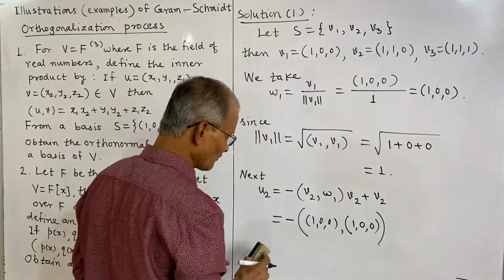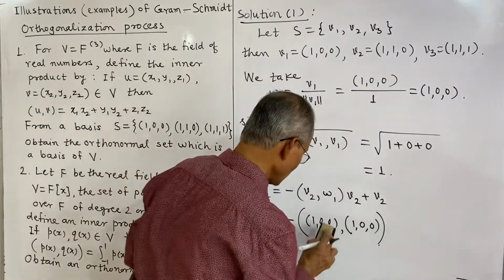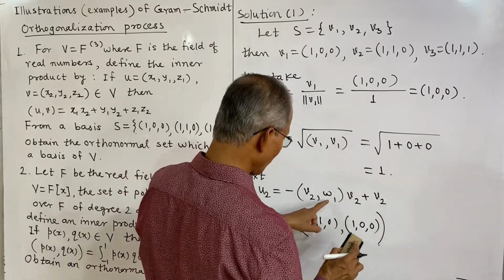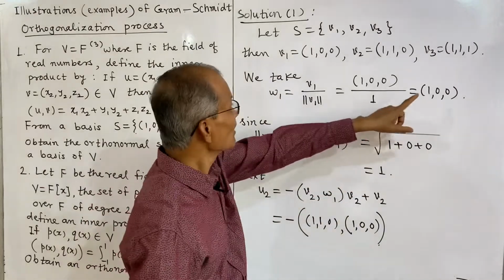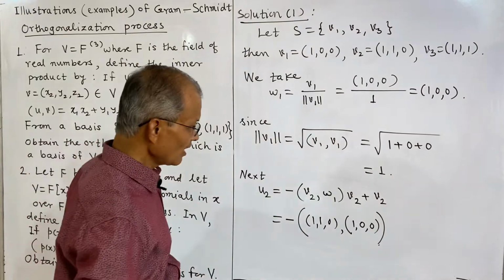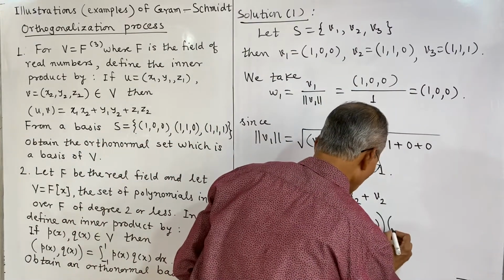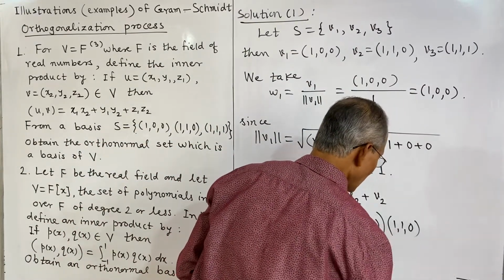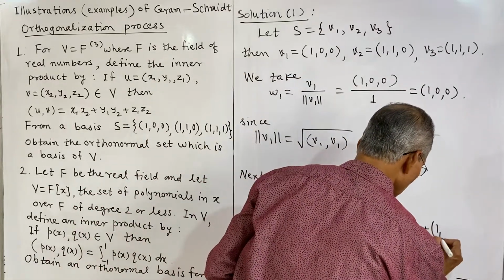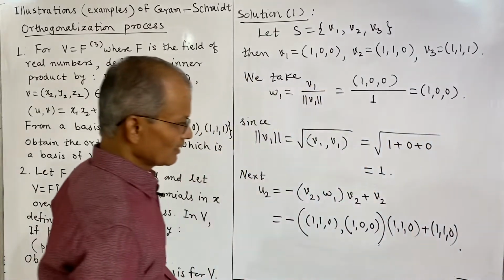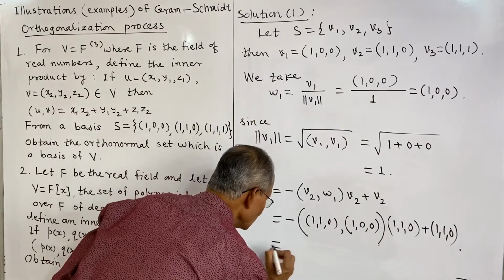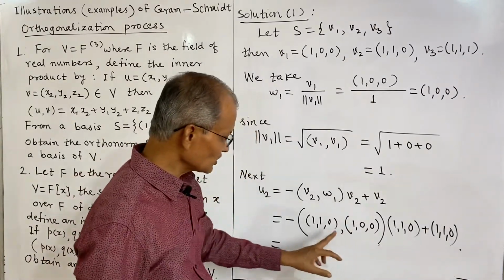And now what is V2? V2 is 1 1 0. So this is 1 1 0, and W1 is the same 1 0 0. W1 is same as V1. We have obtained W1 as same as V1. So this is multiplied by V2, which is 1 1 0, and plus, added in this, we have to add again V2, that is 1 1 0.